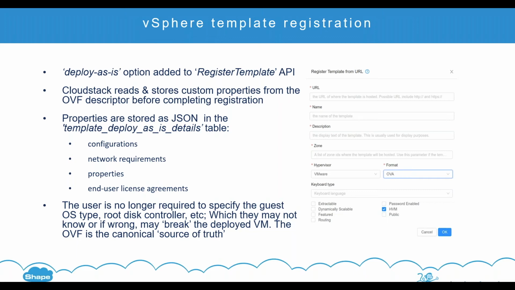Okay, so I think that's just about where Paul had got to. We've got this concept, the deploy as is option, which is only used if you're using the OVA format. Paul said it can be overridden. This is the default behavior for OVA formats now, which means you need to make sure that those OVAs are correctly configured before trying to import them into CloudStack.